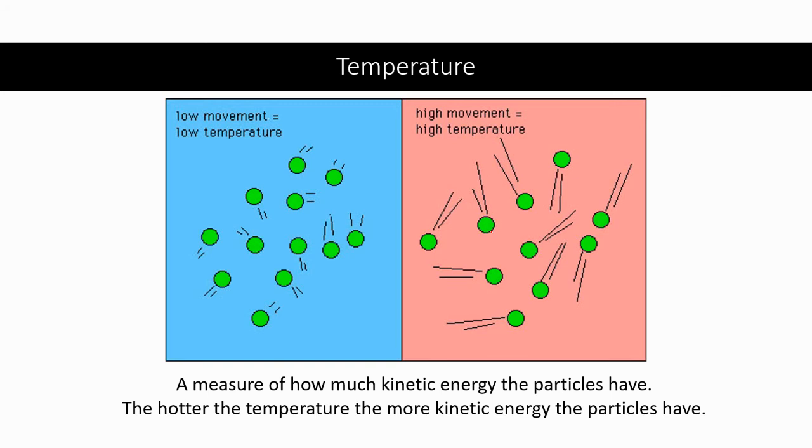Temperature relates to how fast the particles are moving. So if the particles are moving faster, then it's going to have more of this movement energy, more of this kinetic energy. So the particles are moving faster and they've got more energy. So that's going to affect the effectiveness of the collision and the collisions per second.